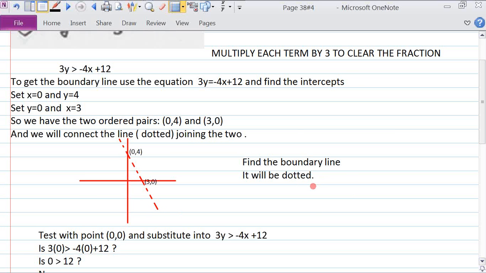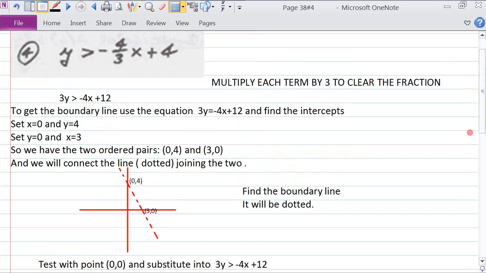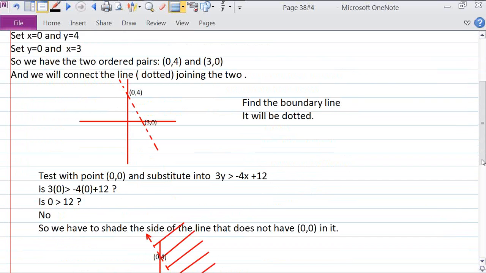In this case, the boundary line will be dotted because the original inequality right here does not contain an equal sign. There's no equal sign. So it doesn't actually include the line itself.